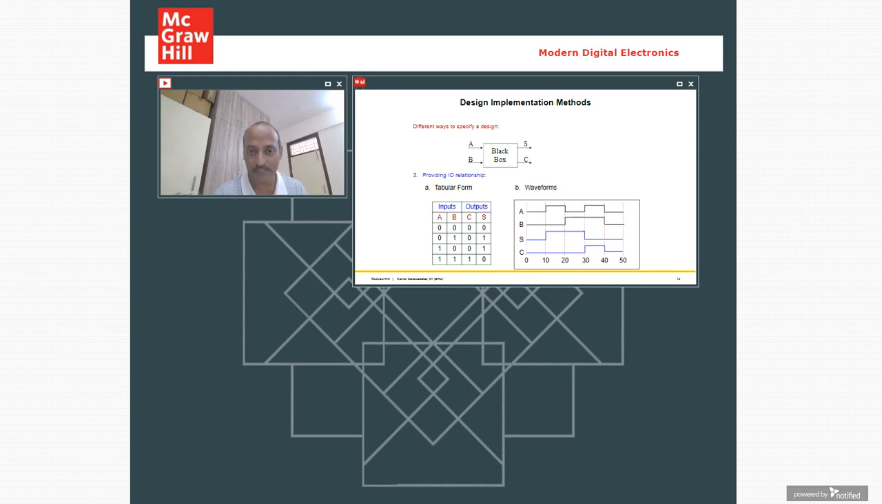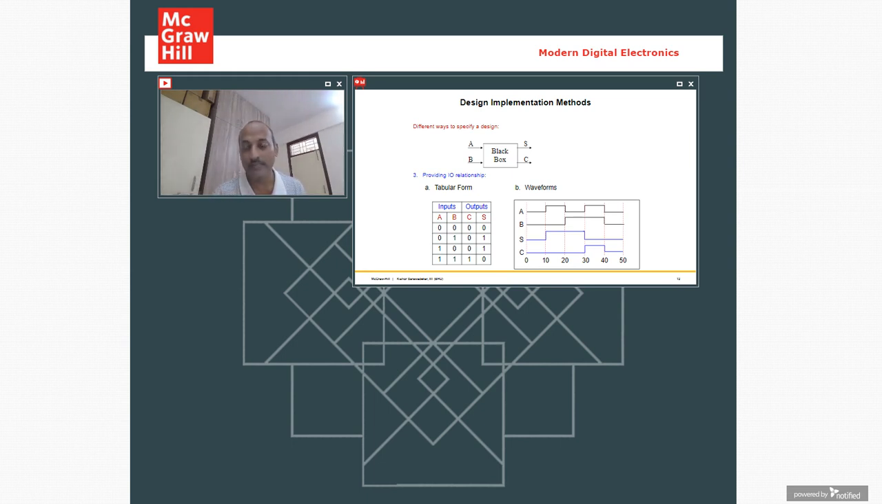Sometimes it also happens that customers will give you waveforms. Sir, I don't know, but we want to generate the functionality in this way. This is the input and these are the expected outputs. Now, how would you like to design the black box? It is your choice. So there are different ways of design specifications which are provided to a design engineer.